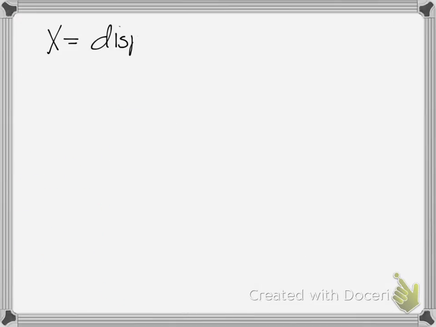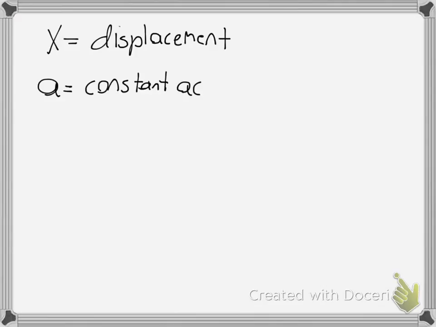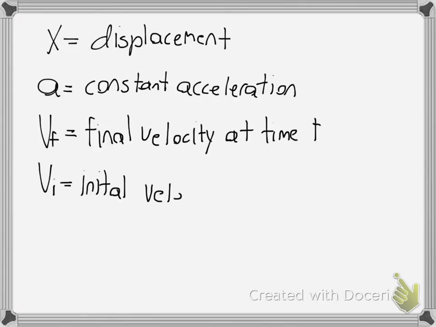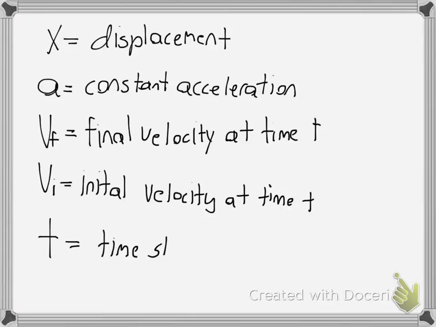So a basic breakdown of the variables is that x equals our displacement, a equals our constant acceleration, vf is equal to our final velocity at time t, vi equals our initial velocity, and t is equal to our time stated or given. So most of the time they're going to give us our time, or we're going to have to solve for our time.